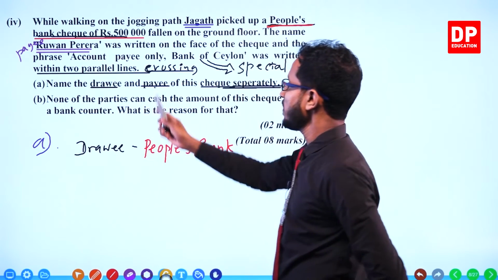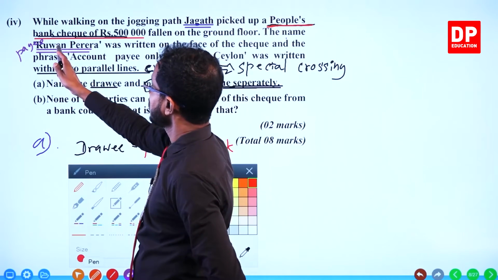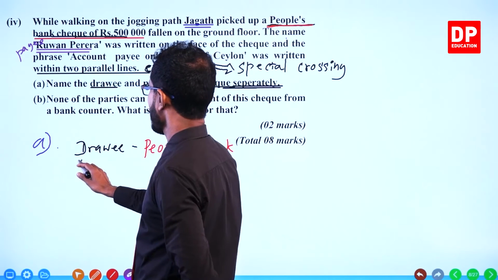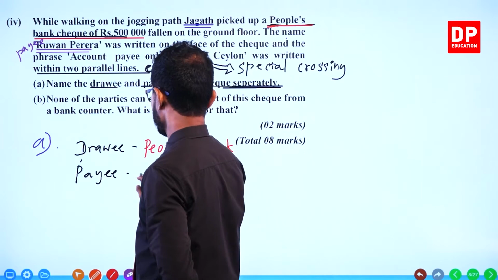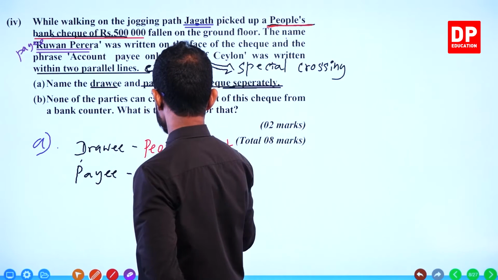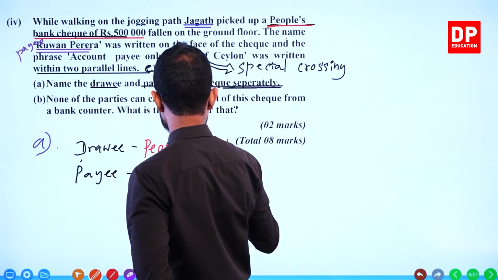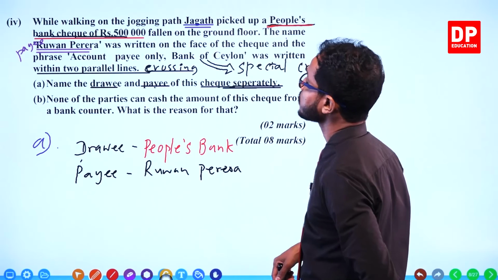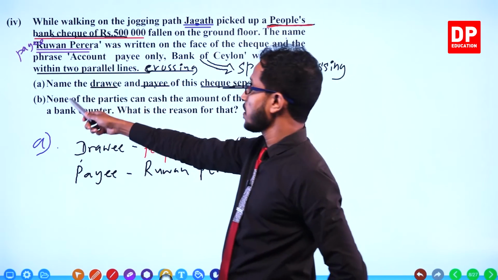Now the payee, we know the payee. The payee is Ruan Pereira. Yep, that's it. Ruan Pereira. Okay, it's the payee. Done. B part.